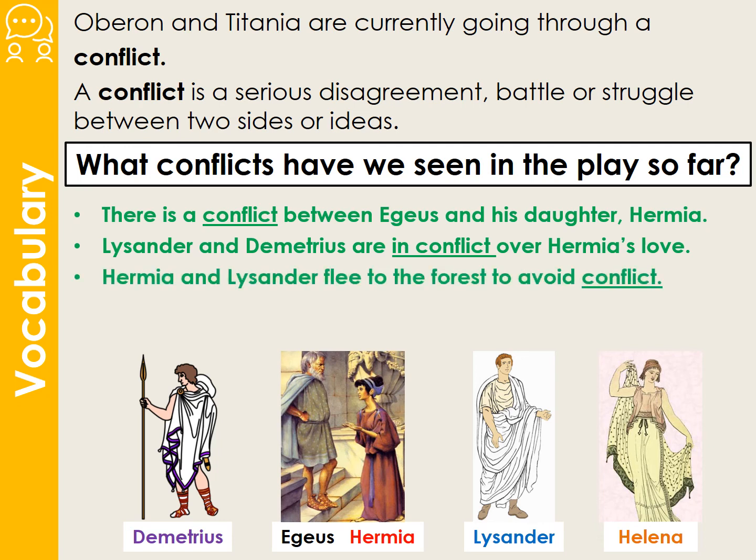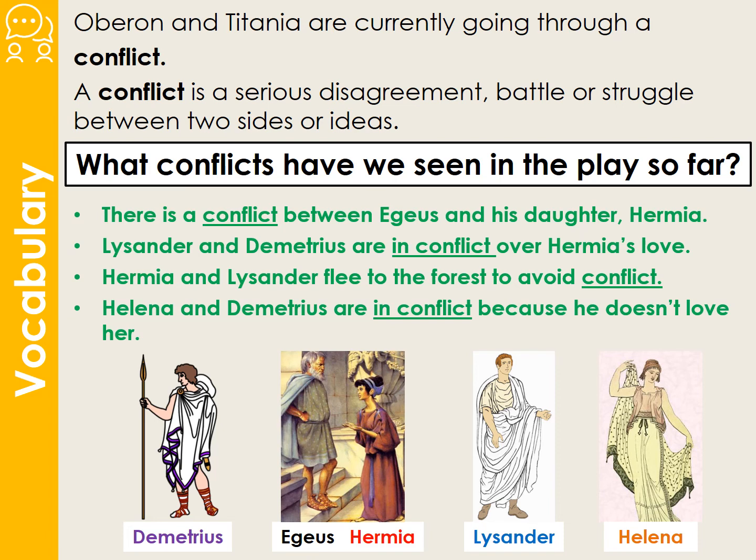There's also Hermia and Lysander fleeing to the forest in order to avoid conflict, specifically the conflict of Athens and Hermia potentially being put to death and so forth from there. And finally, Helena and Demetrius are in conflict because she is doing everything she can to try to get love from Demetrius, and he is doing everything he can to push her away. He is not interested in her love in any capacity.